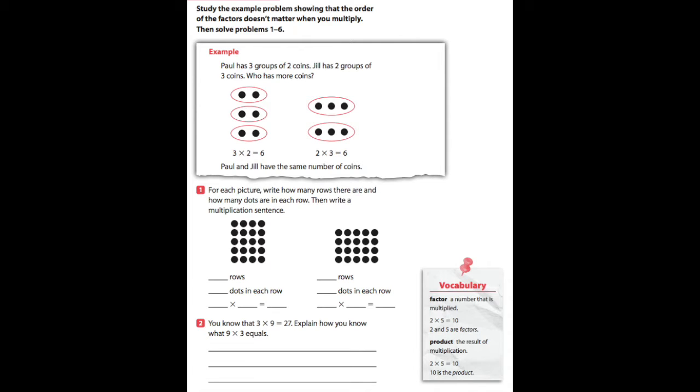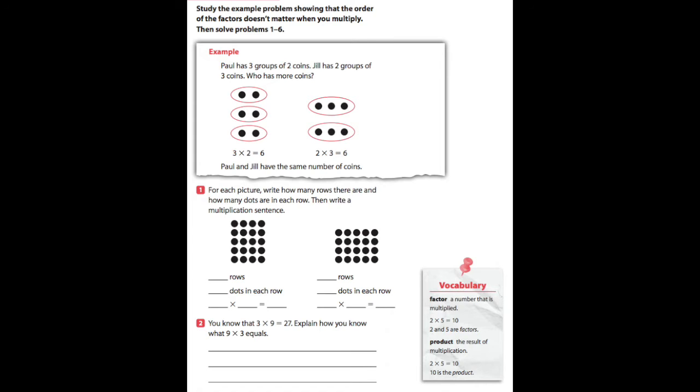It says Jill has 2 groups of 3 coins. So we have our 2 groups stacked on top of each other in the second picture. And then there are 3 coins in each group. So she would do 2 times 3, 2 groups of 3. Both of those equations equal 6 because they are turnarounds. So it says who has more coins? But we know that they have the same amount of coins. 2 times 3 is 6, and 3 times 2 is also 6. So they have the same amount of coins.